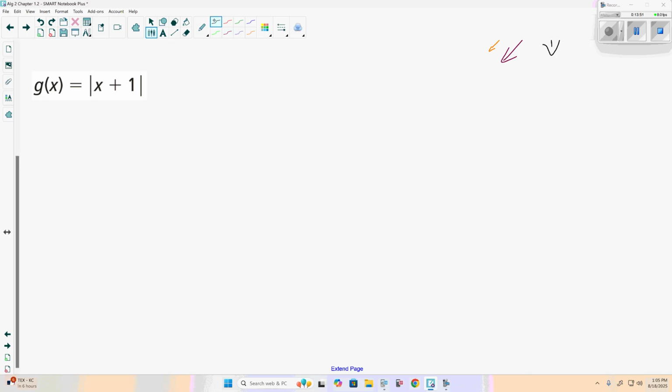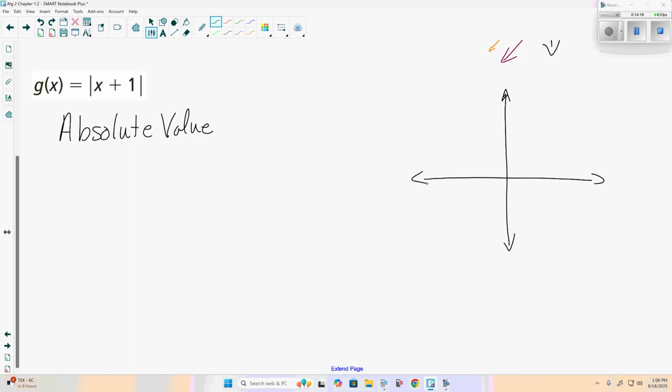Let's look at g of x. G of x equals the absolute value of x plus 1. What would the parent function be? Absolute value, because it has the absolute value bars. Now the absolute value function is a v-shape, with the lowest part at the origin. That would be our parent function. F of x equals absolute value of x.